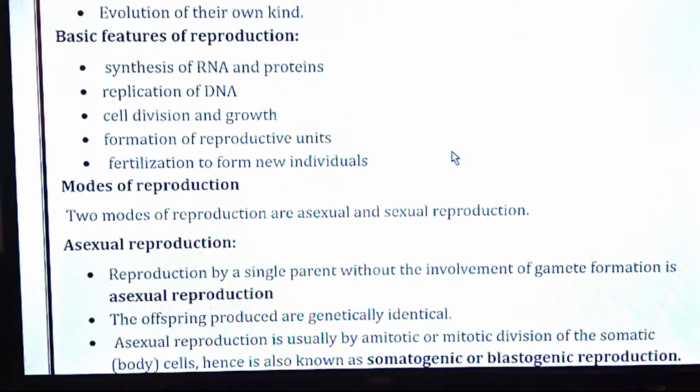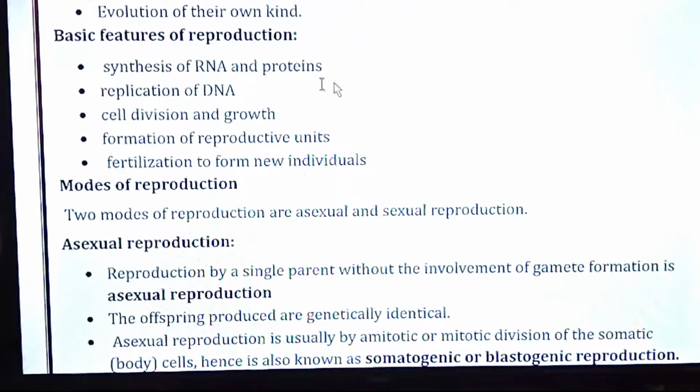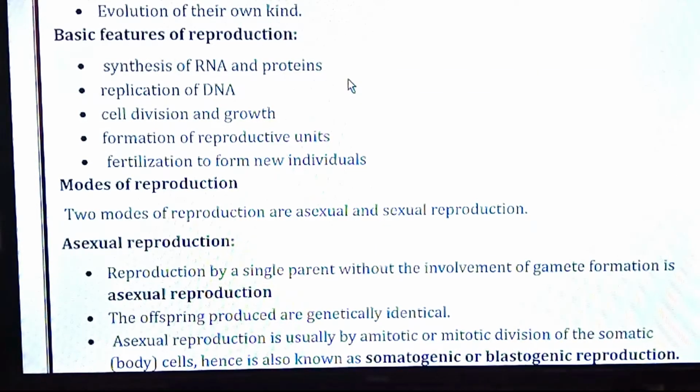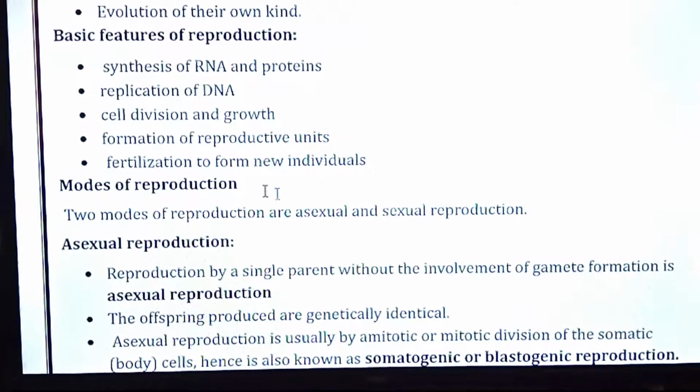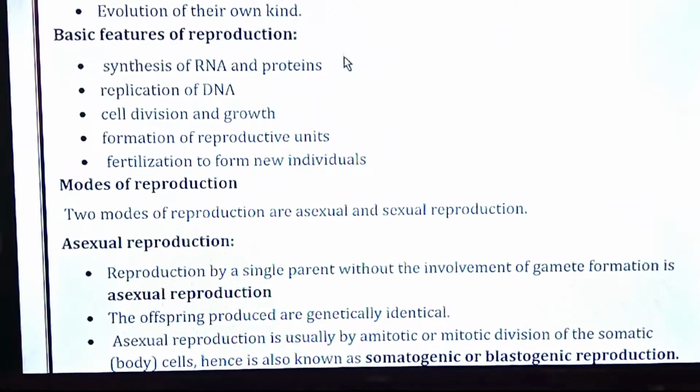What are they? The first one is the synthesis of RNA and proteins. The second one is the replication of DNA. Replication of DNA means DNA makes a copy, because of which new cells are produced. This gives rise to cell division and growth of the organism, and also leads to the formation of reproductive units and fertilization to form the new individual. These are the basic features the individual has to undergo before reproduction.